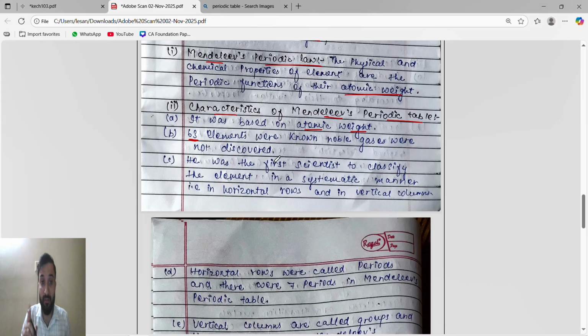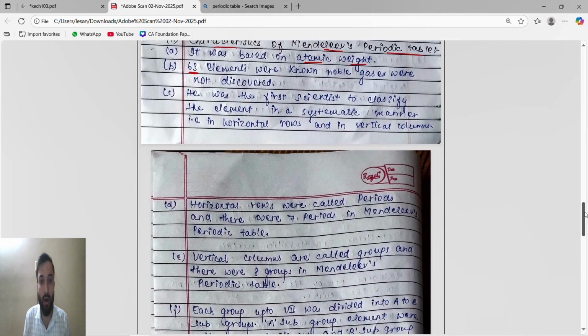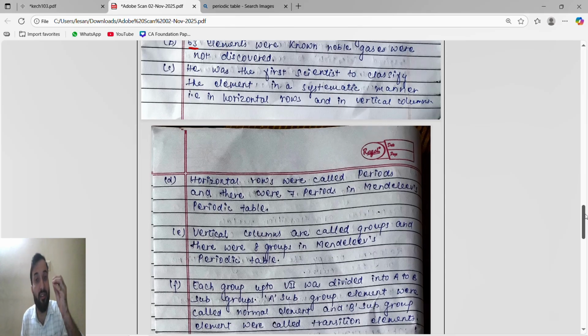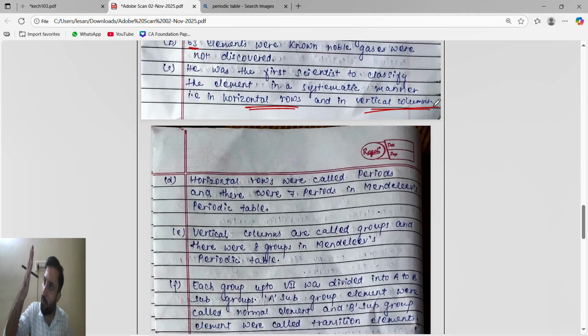He, Mendeleev, was the first scientist to classify the elements in a systematic manner in horizontal rows and vertical columns. So who has given the concept of horizontal rows and vertical columns? Quickly tell me. Mendeleev gave the concept, and he only explained that a horizontal row is called a period, a vertical column is called a group or family, and he only gave the reason why. We studied it at the start of the video.